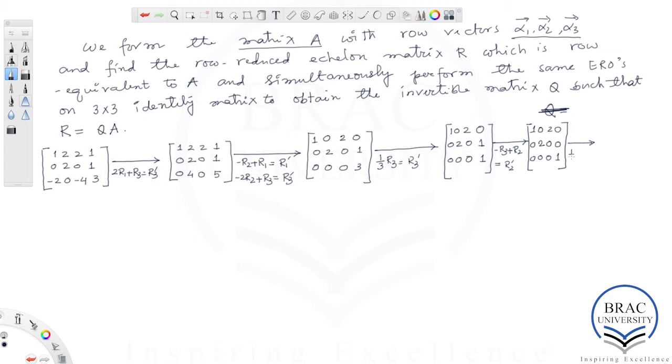One half R2 is equal to R2 prime. That leaves us with the following matrix: 1 0 2 0, 0 1 0 0, 0 0 0 1. This is in row reduced echelon form, right? So this is our matrix R.